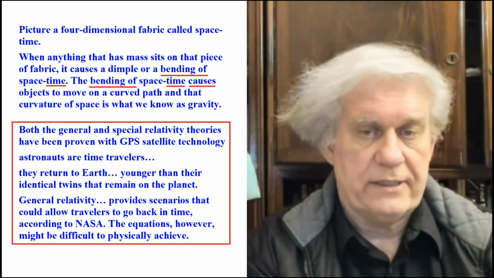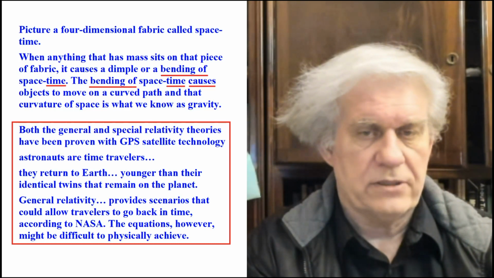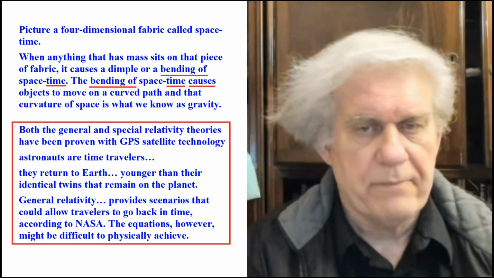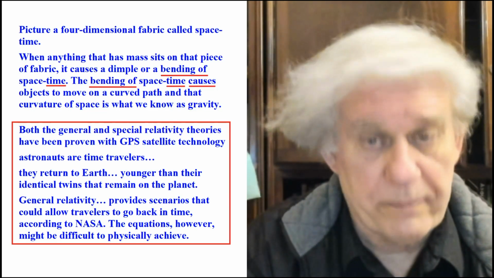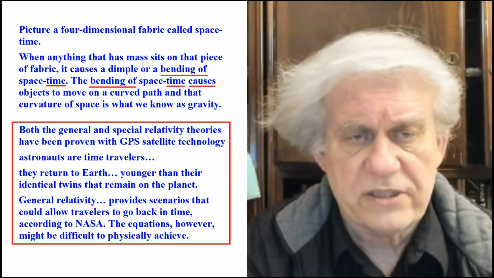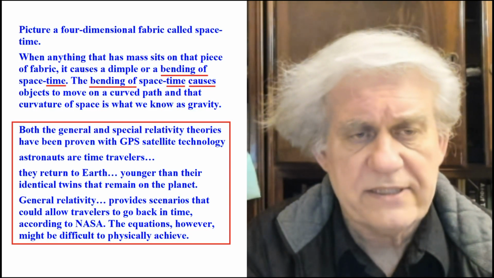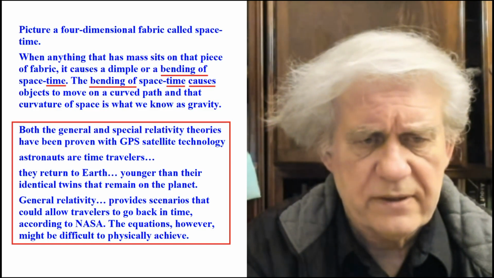Whatever four-dimensional is, please draw it, and then we'll know what it is. And hopefully it's four-dimensional, okay? That means that you have four mutually perpendicular dimensions there. I know of three. Please show us the fourth one, that's perpendicular to the other three. When anything that has mass sits on that piece of fabric, it causes a dimple or a bending of space-time. What the hell are they talking about? Bending of two concepts?